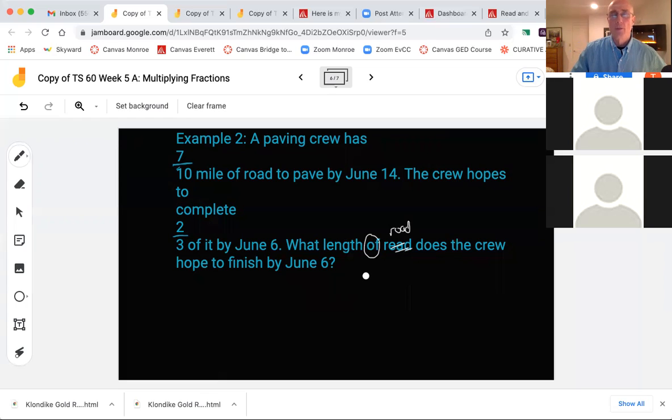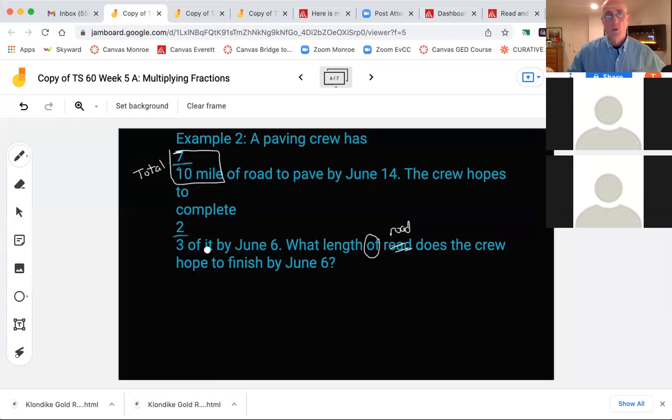So the total amount that they have to pave, the total road, it says 7/10 of a mile. A paving crew has 7/10 of a mile to pave by June 14th. So this is their total right here. This is how much they have to do. And I'm just going to write this on here. You can do this on your test, by the way, if you have paper and pencil. And sometimes you can do it on a computer, you can add comments, but this is the total they have to do. And it says they have to complete 2/3 by a week before June 6th here.